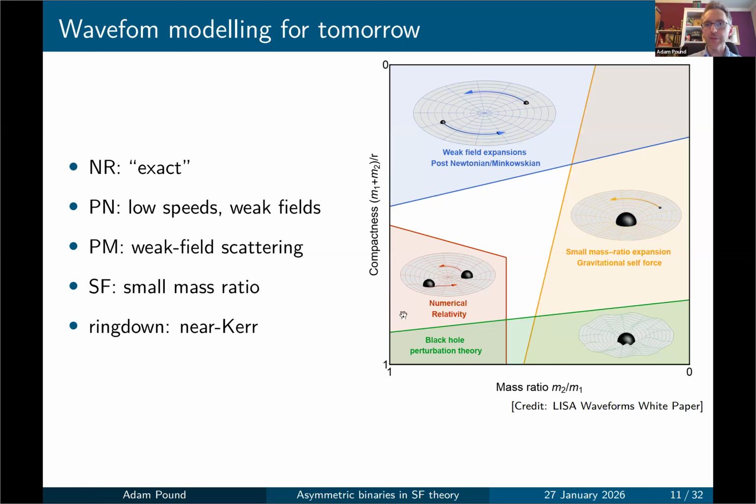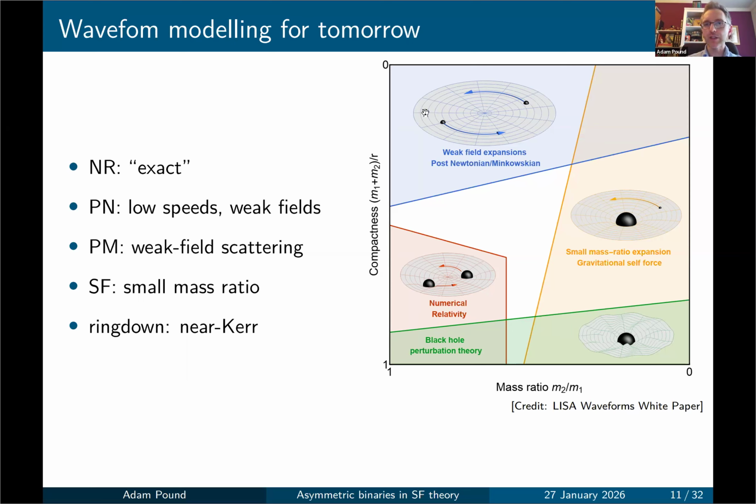The compactness, basically the separation, how far apart the two objects are from each other, and the mass ratio. Of course, there are a lot of parameters for a black hole binary, but these are the two most important ones for modeling purposes. And over here on the left, when the two objects are roughly the same size as each other, you have the picture I showed on the first slide.